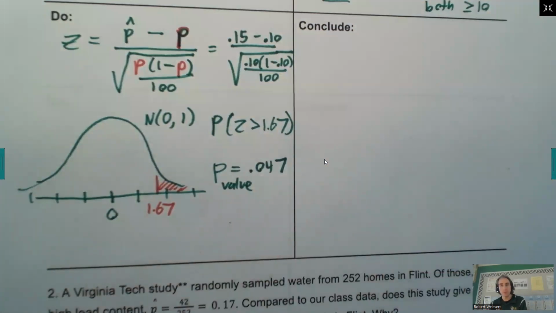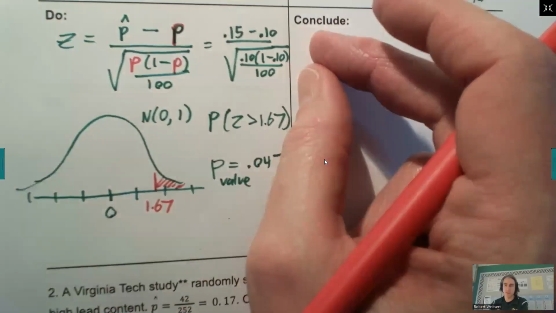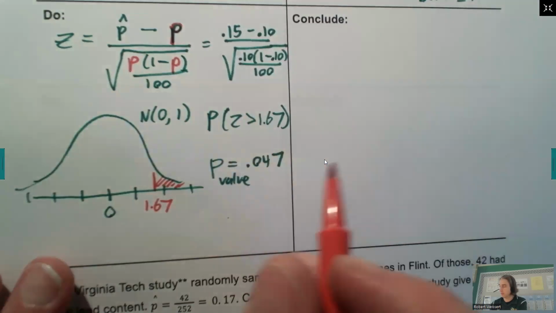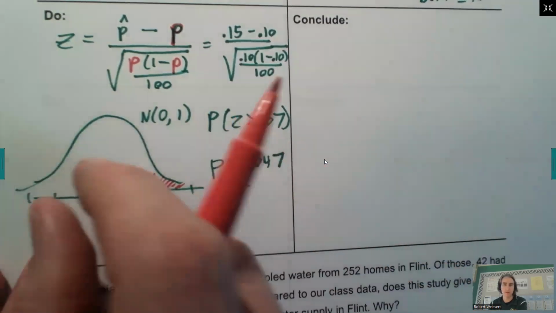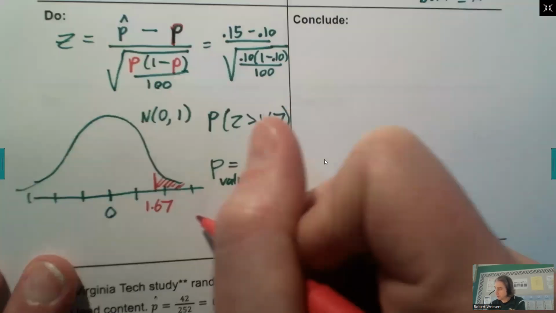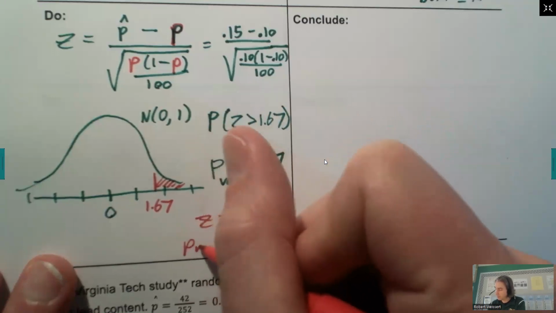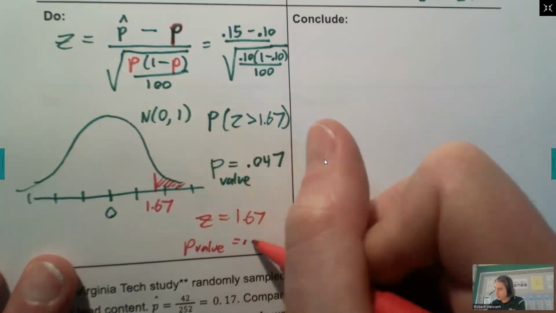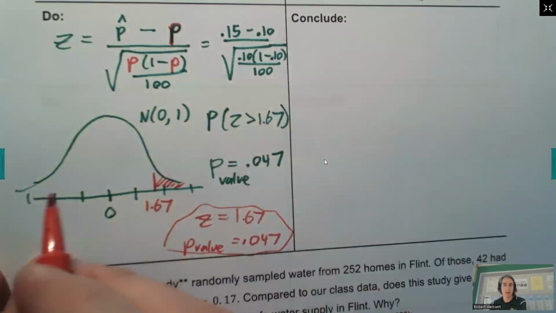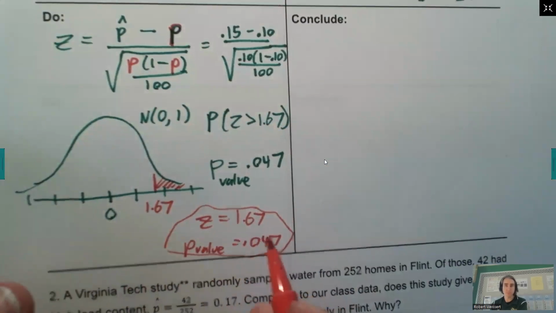So the two important things you need on here, honestly, the sketch and the work, you may or may not get docked a lot of points for having the sketch or work. But what you always need are z, so z is going to be 1.67, and your p-value of 0.047. If you include nothing else, draw a sketch, shade, and write those two things on here, okay?